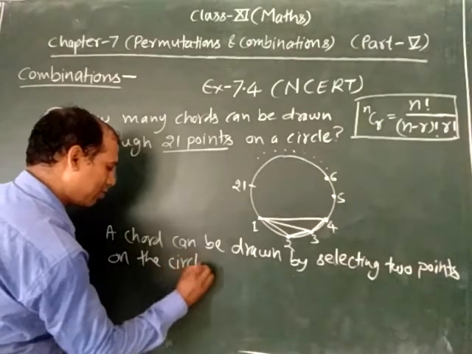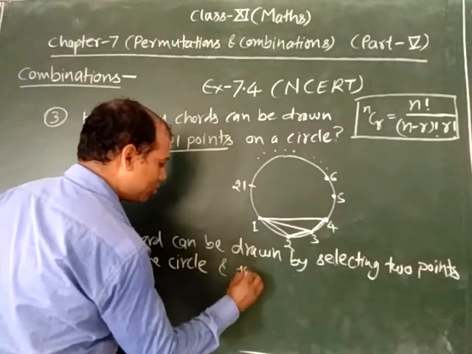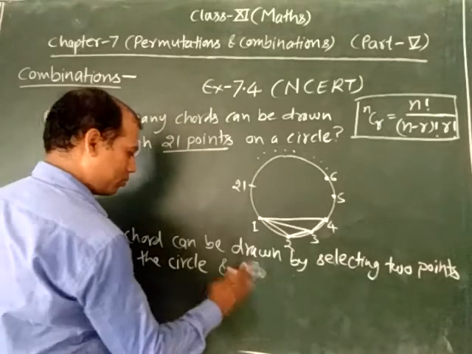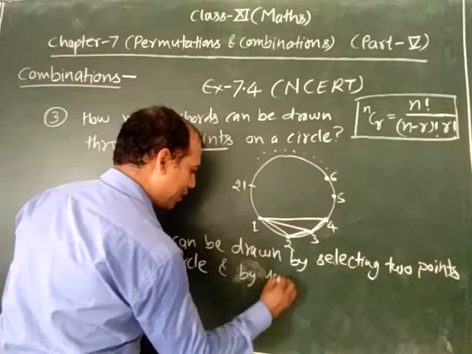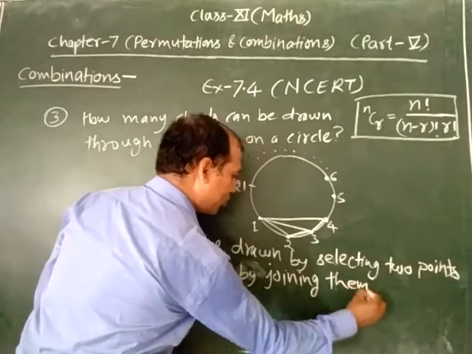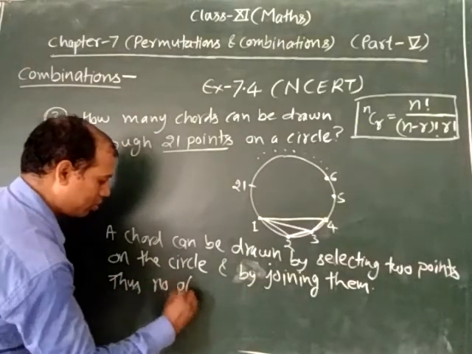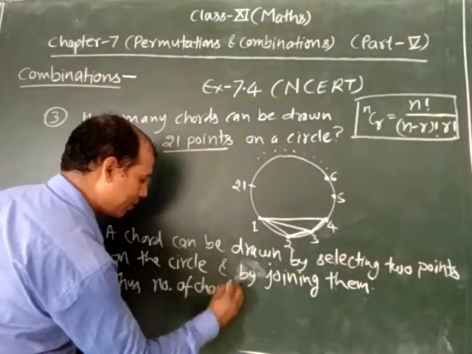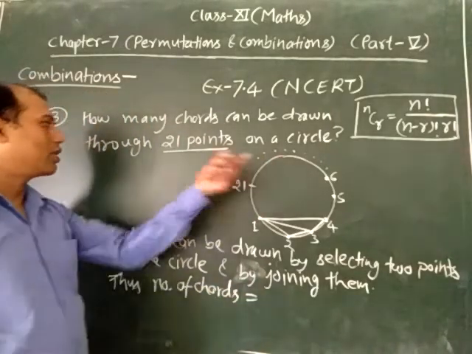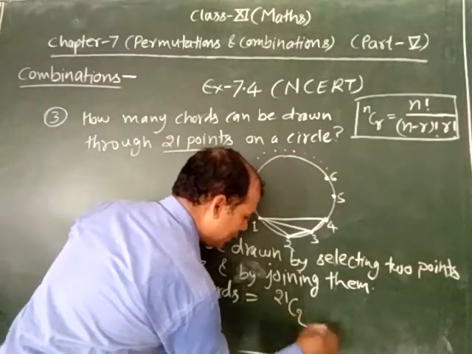On the circle, by selecting 2 points on the circle and joining them. Thus the number of chords is equal to the number of ways in which we can select 2 points out of 21. So these are 21C2.